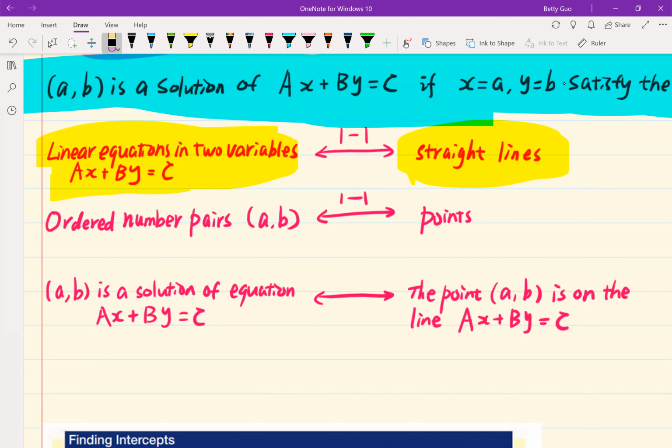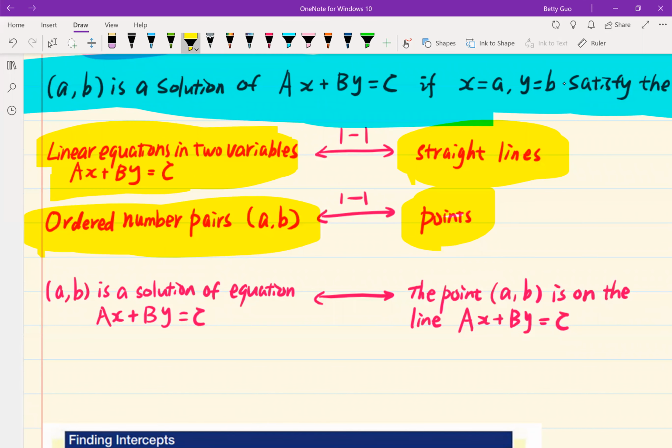A straight line is the graphical form, geometrical form of the linear equation in two variables. Earlier we have agreed there is a one-to-one correspondence between ordered number pair and the points, right?